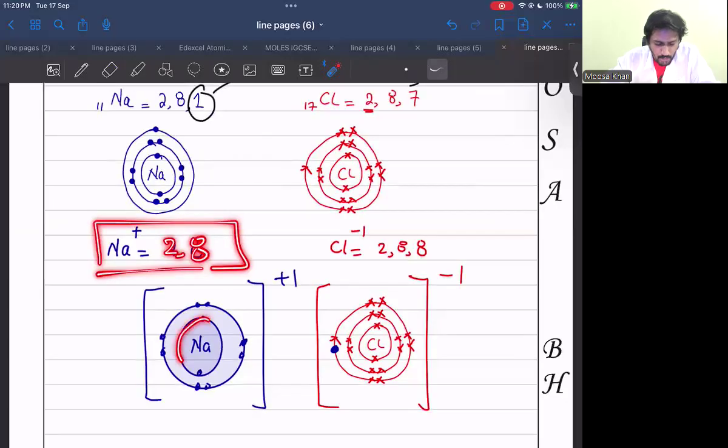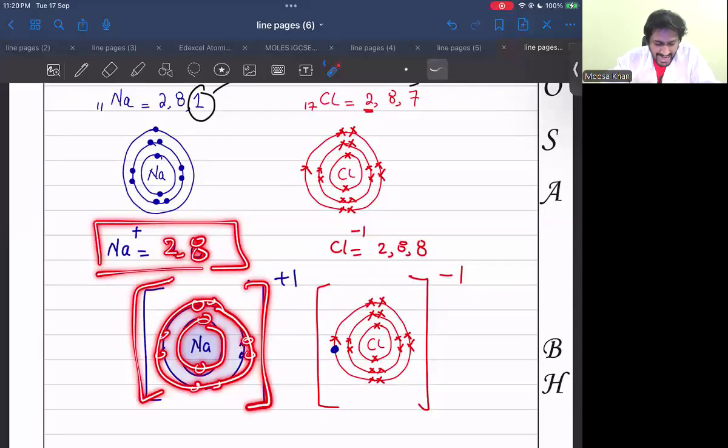So if you are asked to draw the complete shells, you have to make these two shells and you have to put a charge over it. You just add brackets on the left and right hand side of this sodium ion, and then you have to write a charge as well.